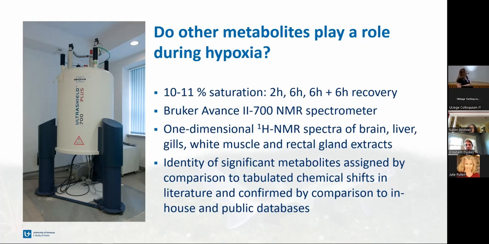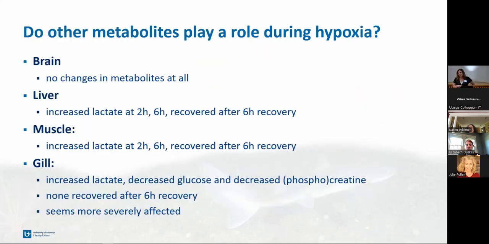If we looked in the brain, actually, we did not see any change in metabolites, and we had tens of metabolites. So their brain did not seem affected by the hypoxia at all, or at least the energy metabolism in the brain. In liver, we saw the classic increase of lactate already after 2 hours, still after 6 hours, and it was recovered after 6 hours recovery. Muscle, same: lactate goes up and then disappears after recovery.